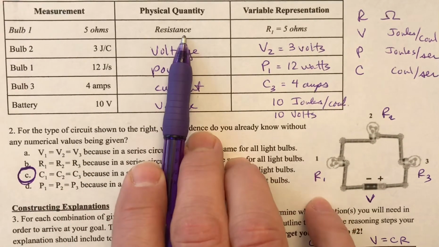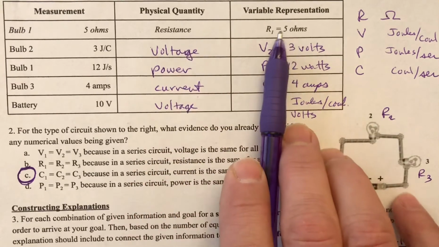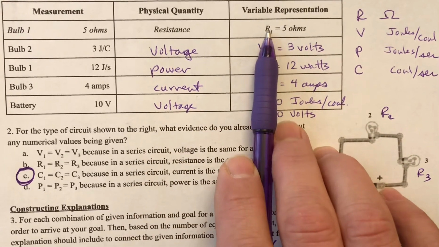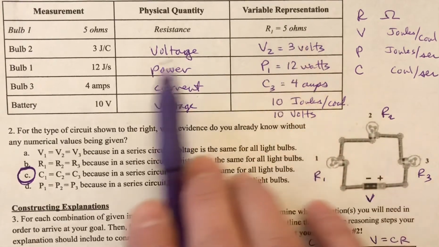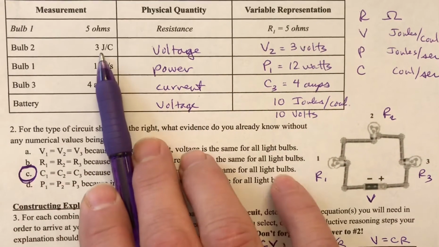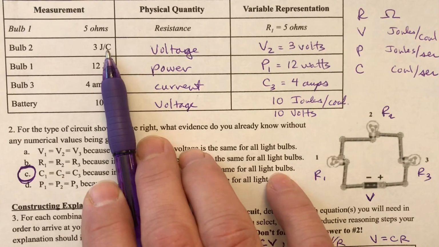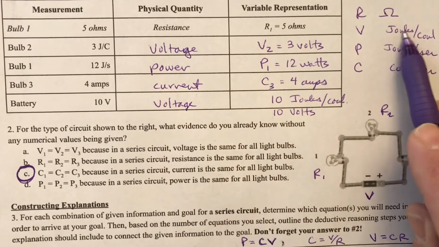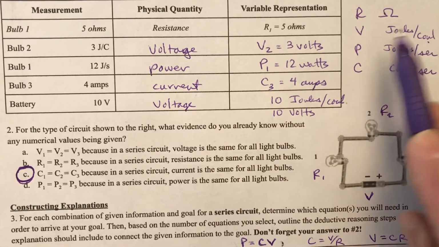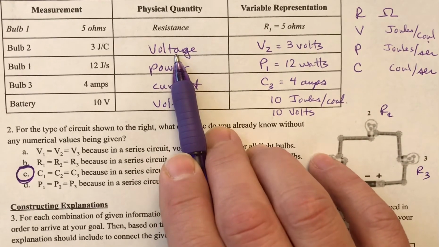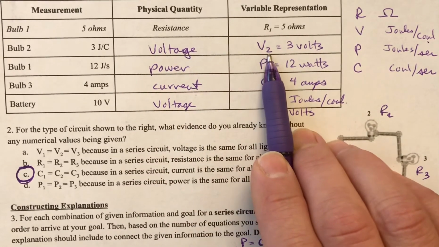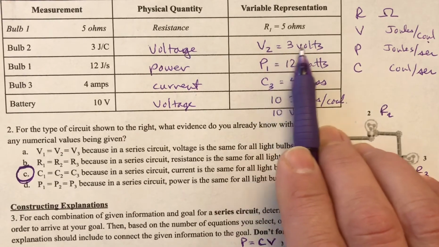Ohms is a measure of resistance, and so you'd say R1 because you're talking about bulb 1, and that is 5 ohms. Bulb 2, this is 3 joules per coulomb. Now, joules per coulomb is measuring voltage. So the quantity is voltage. So we would write that as V2 is equal to 3 volts.